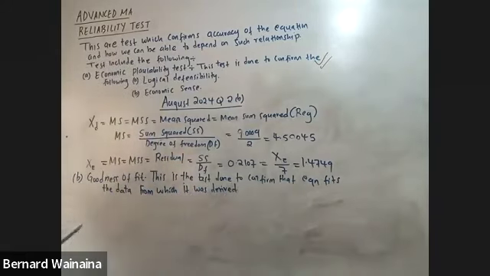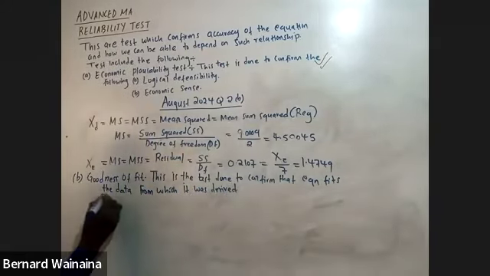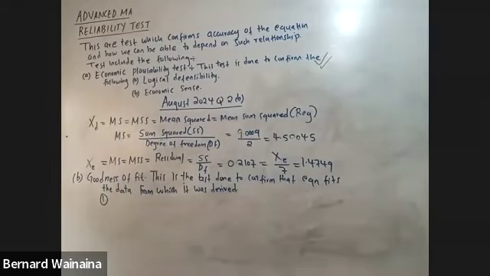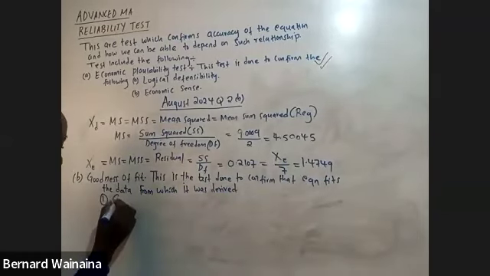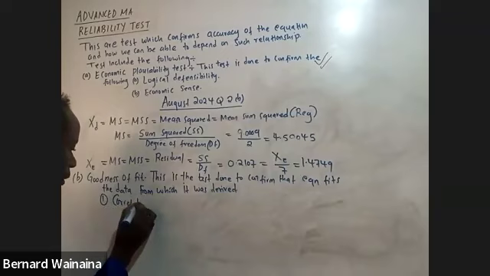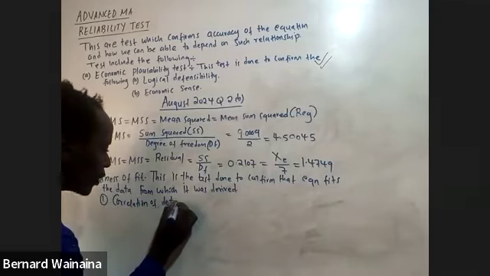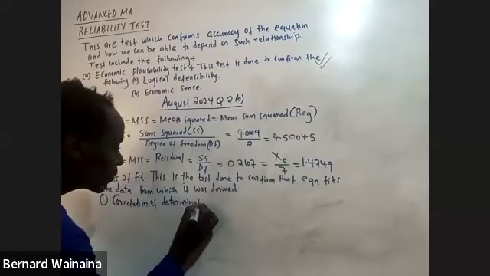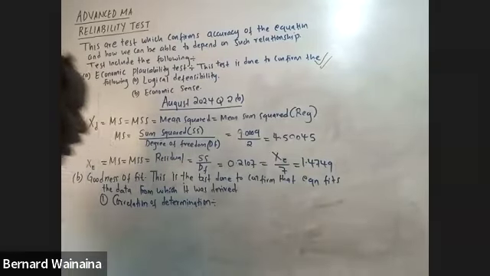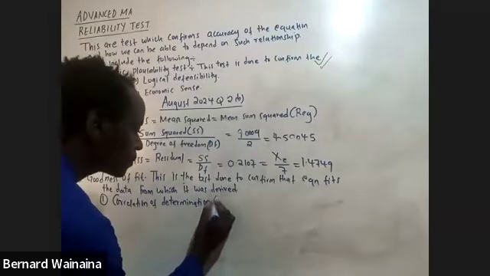Now, we have several of them. What are some examples of goodness of fit? Number 1: coefficient of determination. Now it is R squared.